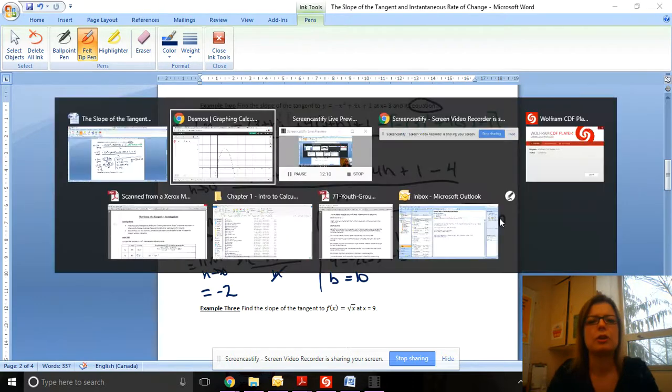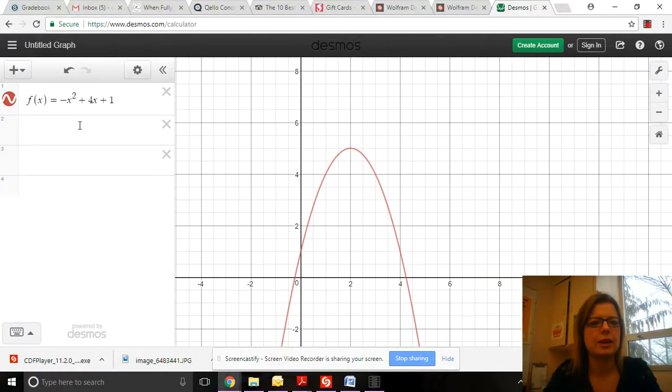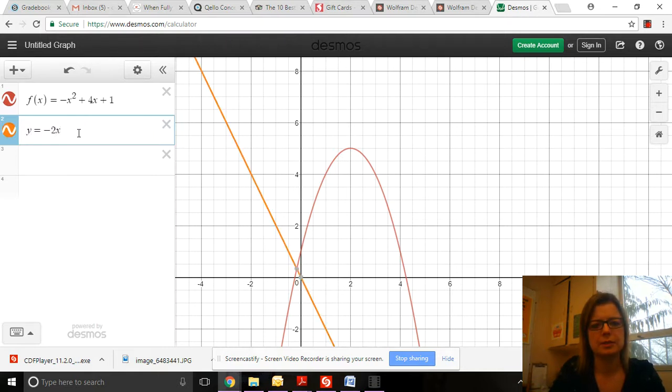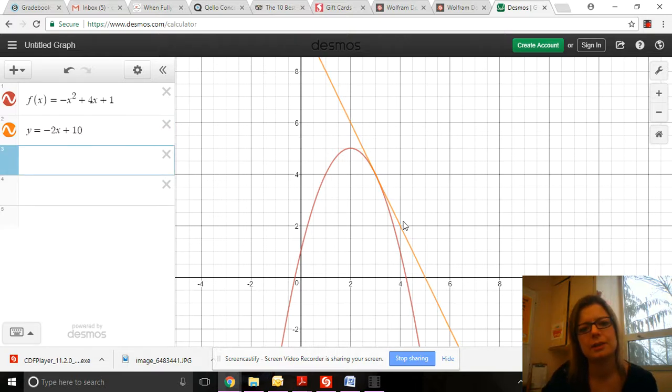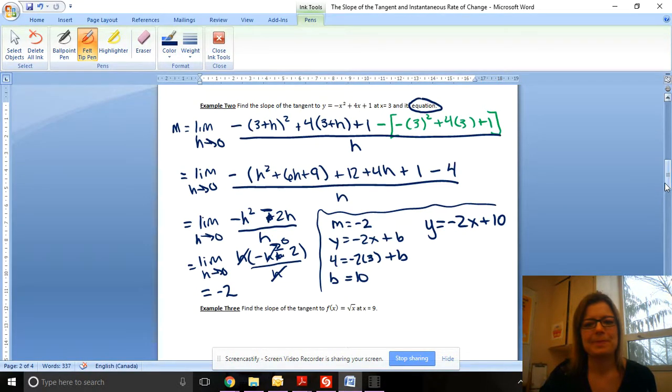Okay, so I can go back and actually graph that. Y equals minus 2x plus 10. And look at that beautiful tangent. There it is. So it touches the curve at 3, 4. What a glorious sight to see.